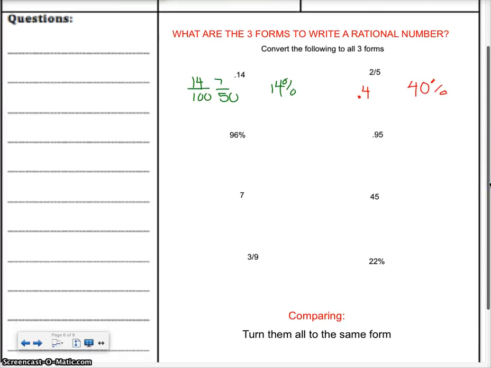96% is 96 over the whole, which is 100. And I have no idea what half of 96 is, but I am going to 48 over 50, which is what, 24 over 25. Okay, finally got there. And then turn it to a decimal would just be 0.96.